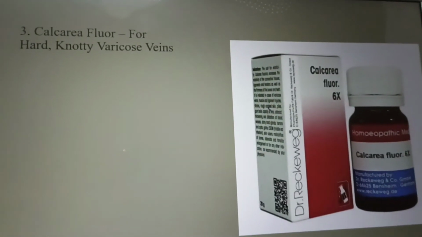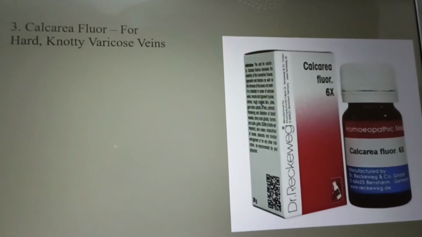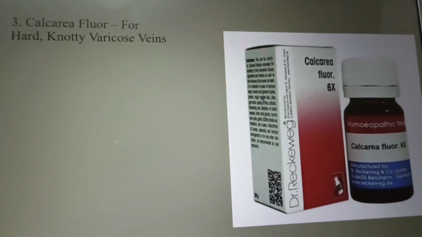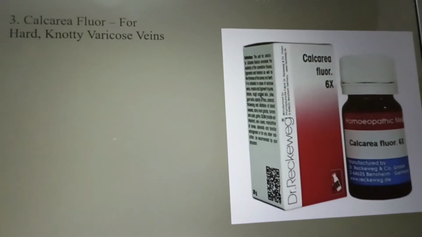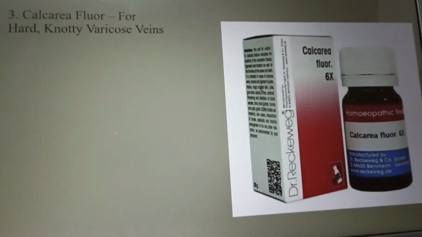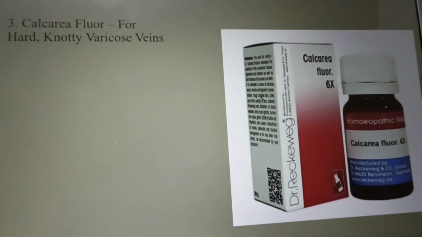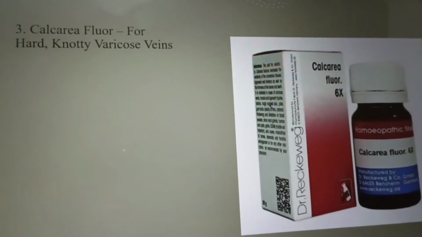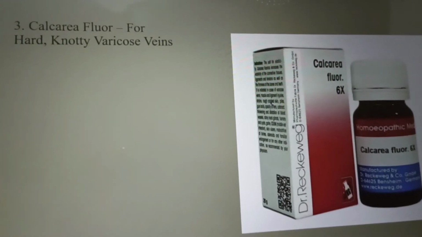Now let's talk about the third medicine for varicose veins, that is Calcarea fluorica. For the hard, knotty varicose veins, Calcarea fluorica is a highly recommended medicine. It is a biochemic medicine for varicose veins that works wonderfully in reducing the engorgement of blood in the veins and improving the blood circulation.